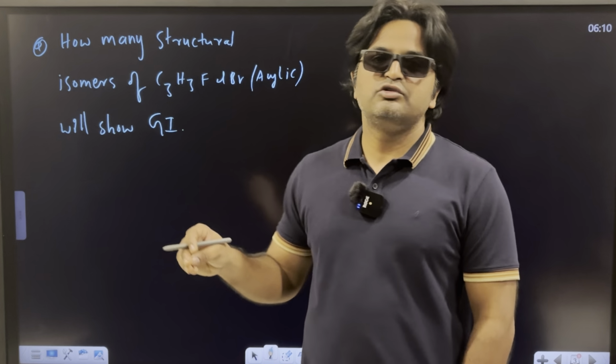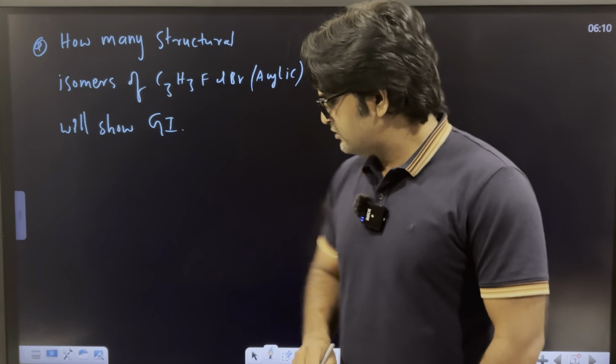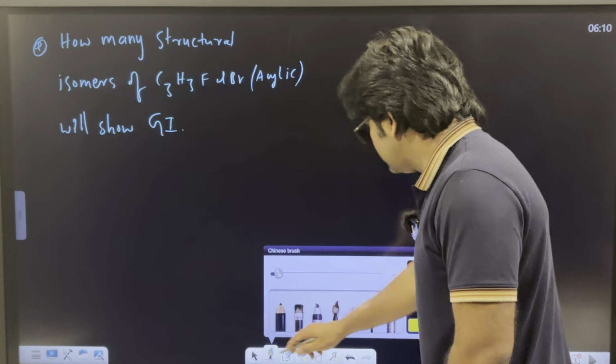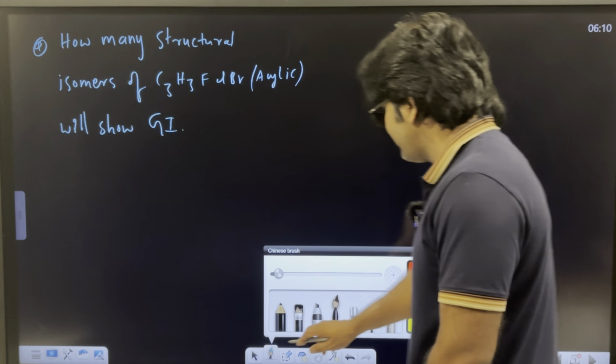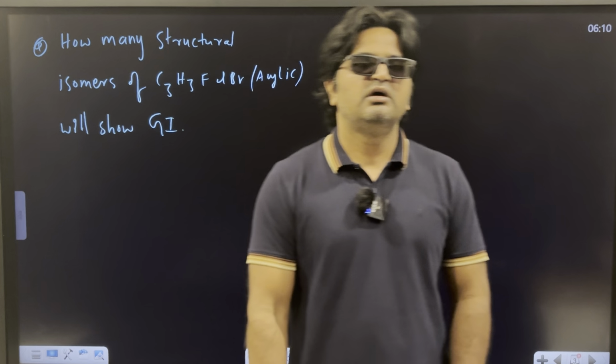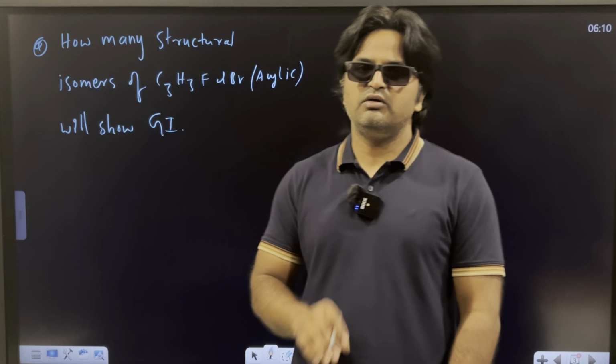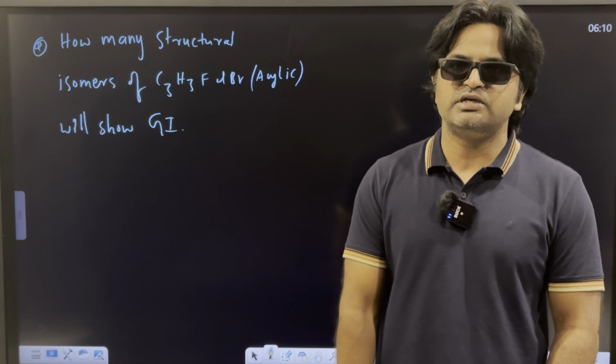How many structural isomers will show geometrical isomerism? Now again we are approaching a logical method. We have no formula here. First of all, you think according to the given molecule. Here we have how many carbon atoms? 3 carbon atoms are there.